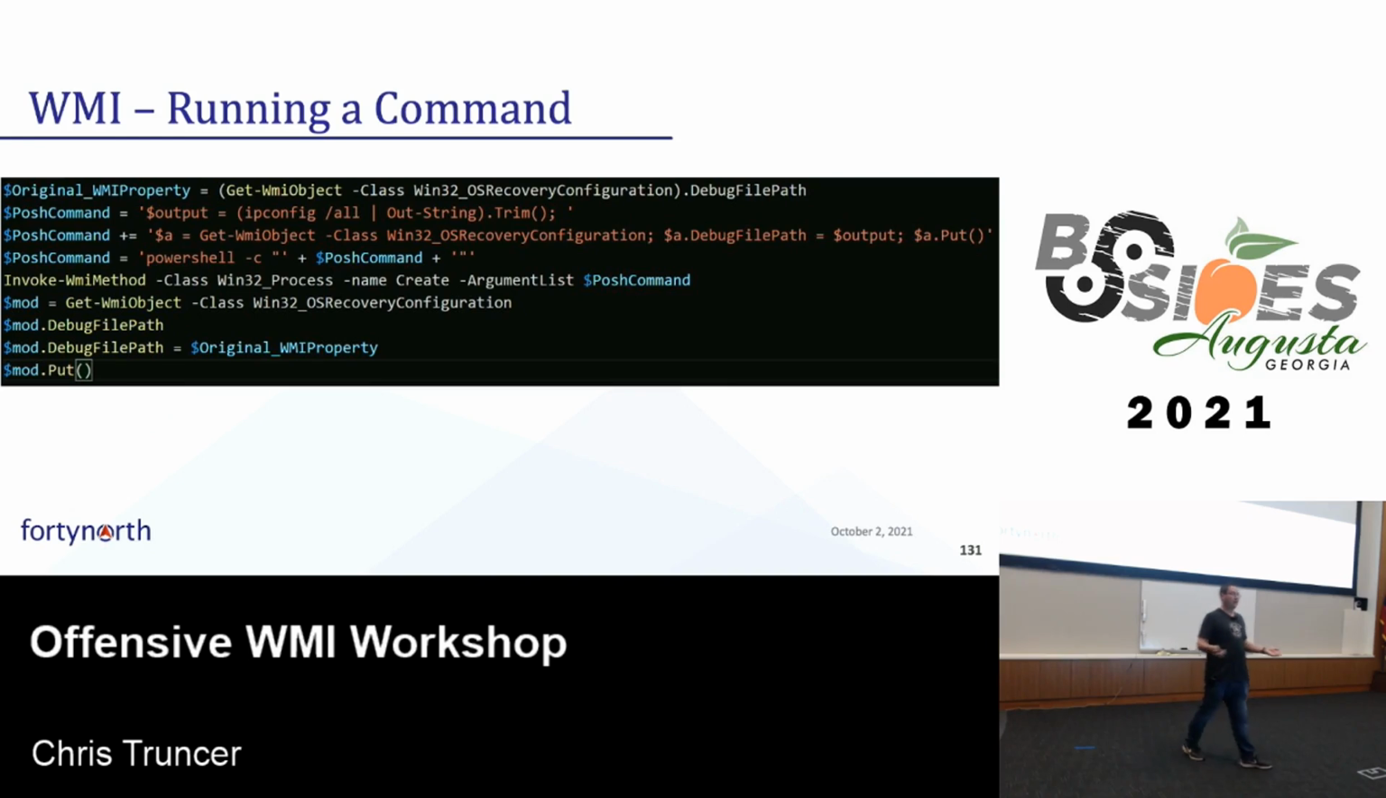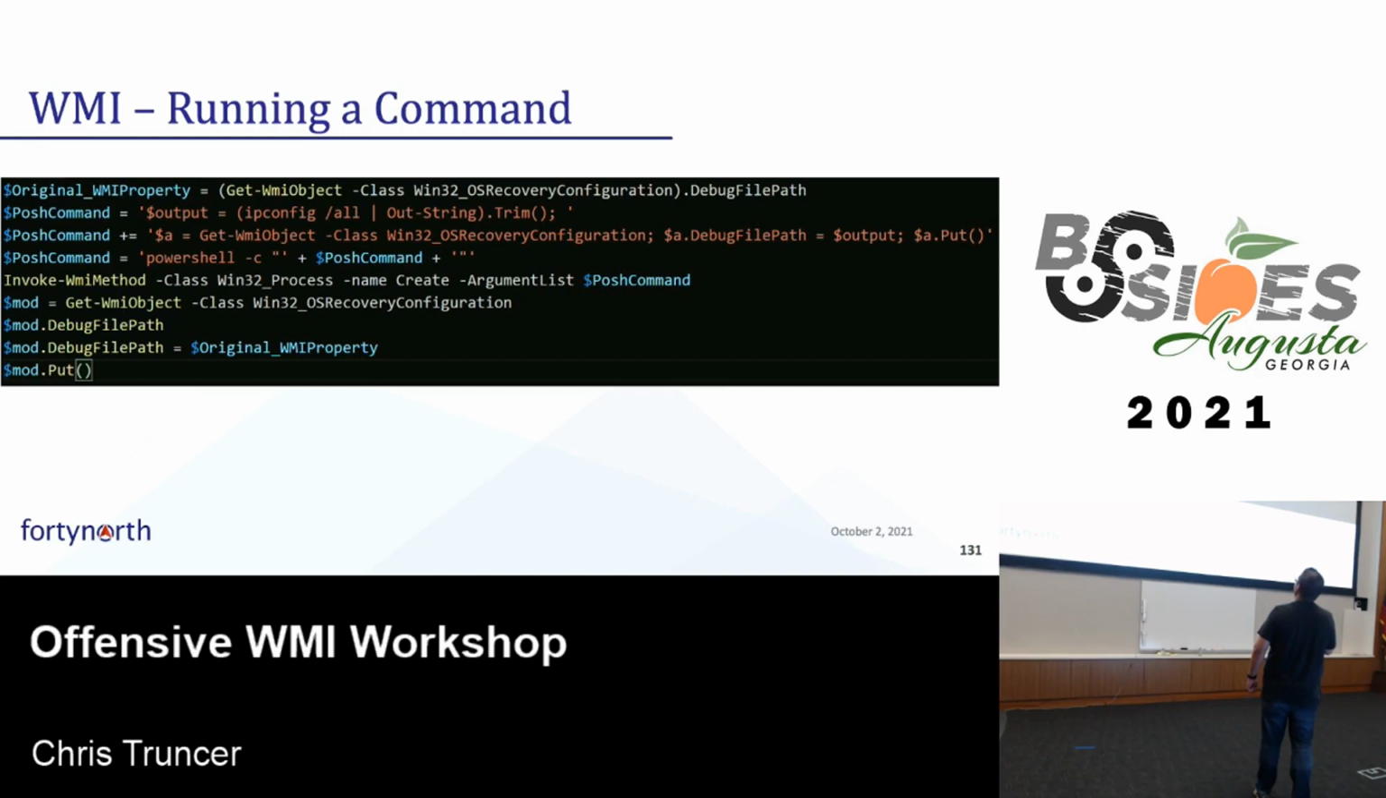So ultimately, here is what it looks like. I'll try to walk through this relatively quickly. This is, again, where we first retrieve that debug file path property. In this case, I'm running ipconfig /all, and I'm basically going to be running that command, storing it in this output variable. Then here's where I'm setting the debug file path property on that remote system to the value of my ipconfig command, and then saving that.